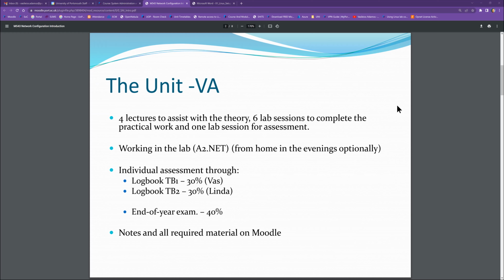Now, the assessment of the module is through logbook and exam. There's a logbook for myself, which is worth 30% of the module. There's a logbook for Linda, the other 30%. Then the end of year exam is worth 40% of the module. Notes and all required material will be on Moodle, so everything you need should always be there.